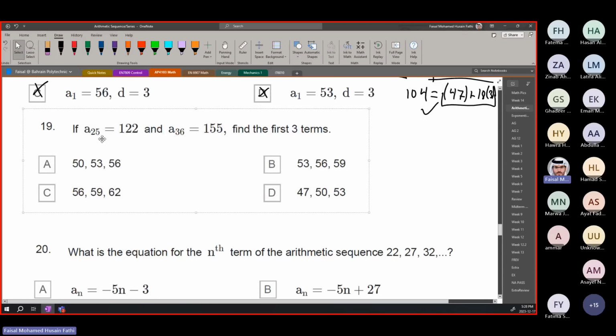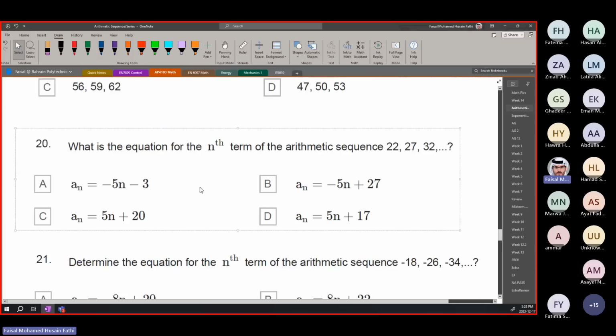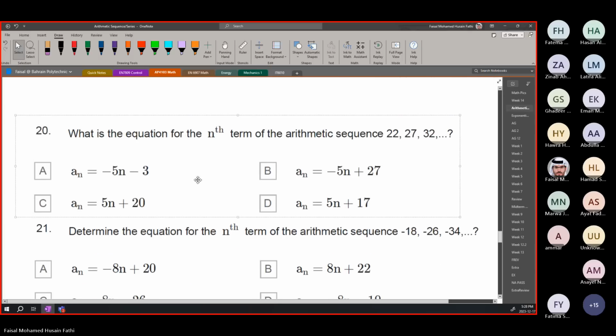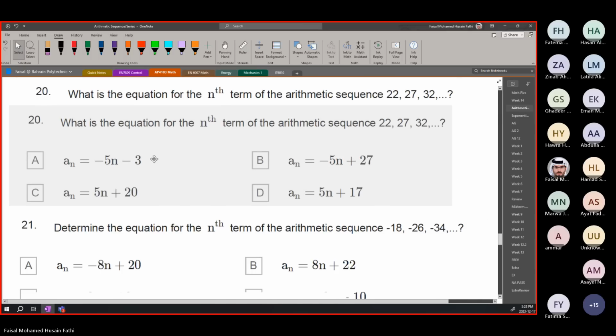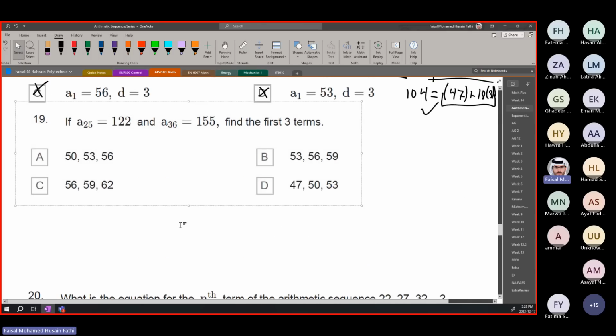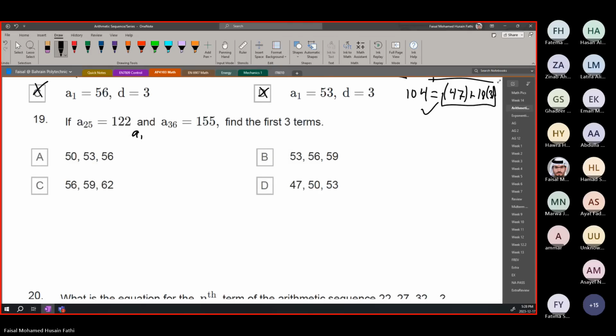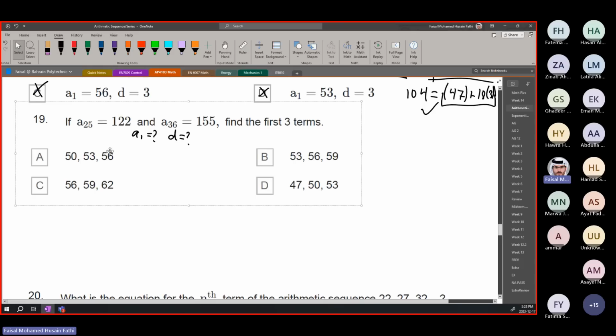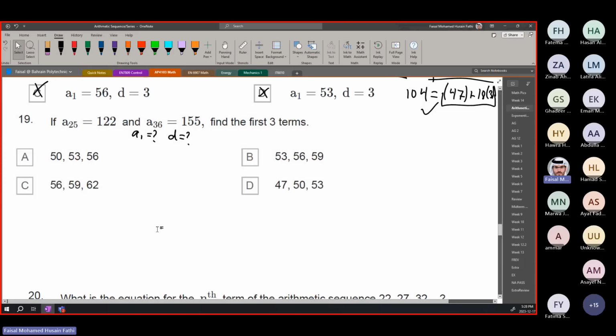If A25 is equal to 122 and A36 is equal to 155, find the first three terms. Again, this is going to be very long, so let's make some space for it. I'm going to try to solve it very quickly, with a lot of shortcuts. You're always going to have to find your A1 and your D. The way you do this is, again, the same exact thing.